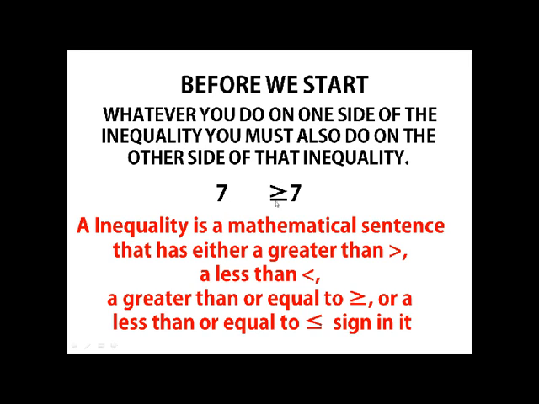Now this is true because 7 is equal to 7, correct? But now if I was to subtract 3 from this side and do nothing to this side, I would have 7 minus 3 is 4, is greater than or equal to 7. And 4 is neither greater than nor equal to 7. So if I was to subtract 3 from this side and do nothing to the other side, it would no longer be true. So I must subtract 3 from both sides in order to keep it true.